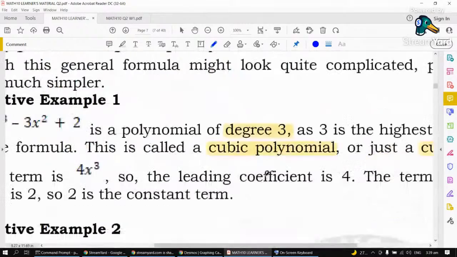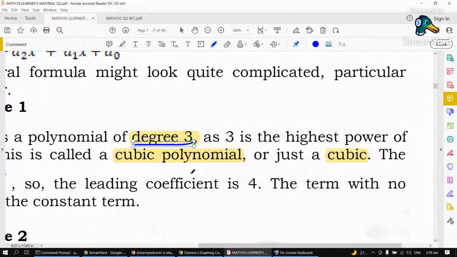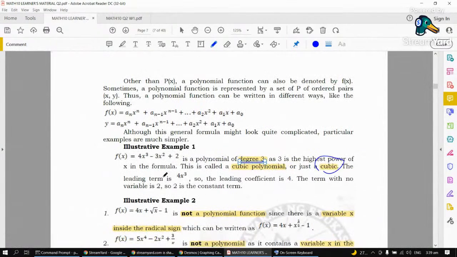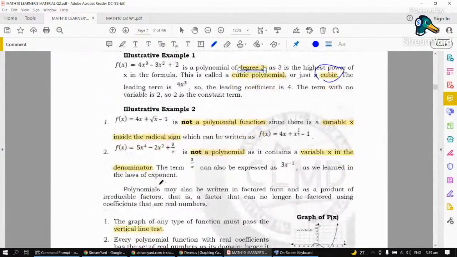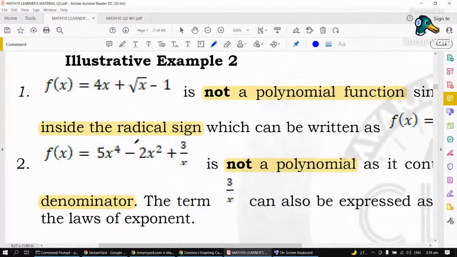So, kapag ang polynomial ay degree 3, yun daw ay cubic polynomial. Or pwede nating tawagin cubic degree 3. So, dito naman, pinapano sa atin kung variable, polynomial or not polynomial.